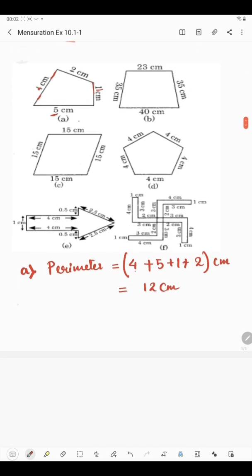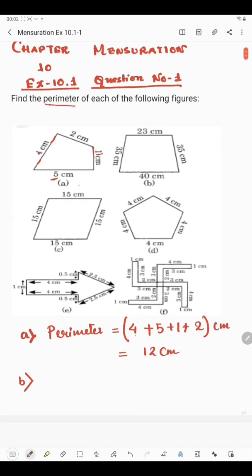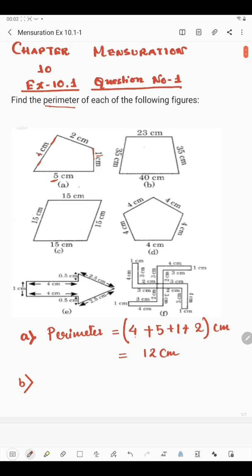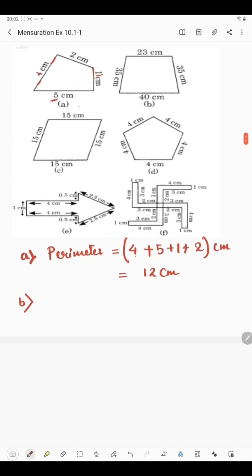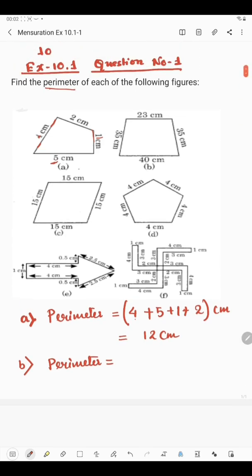Okay, now coming to part B. In part B also we will have to find the perimeter. So we will add all the sides to get the perimeter, meaning to get the total length we need to find the sum of all sides. So we'll write perimeter is, and we can start with any line segment.